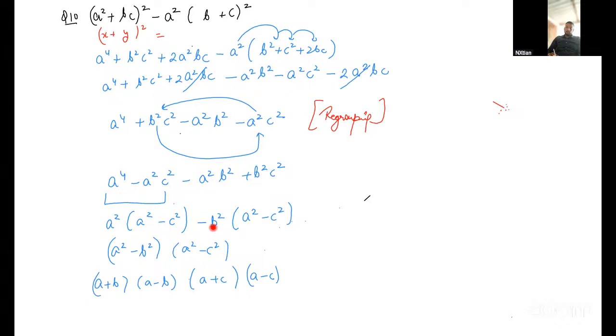Whenever you are taking the minus sign as a common, the minus term will become plus and the plus term will become minus. So minus a square, with b square out, becomes plus a square. The same way, plus c square becomes minus c square. Remaining behind are a square minus c square and a square minus b square. Now a square minus b square is a plus b, a minus b. A square minus c square is a plus c, a minus c. So this is the answer.